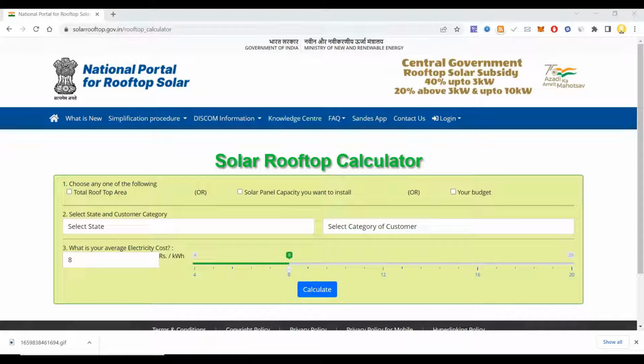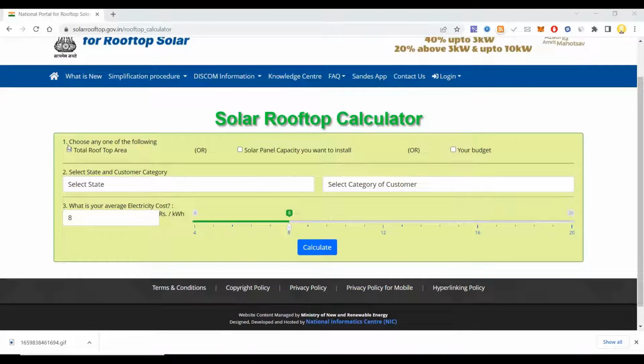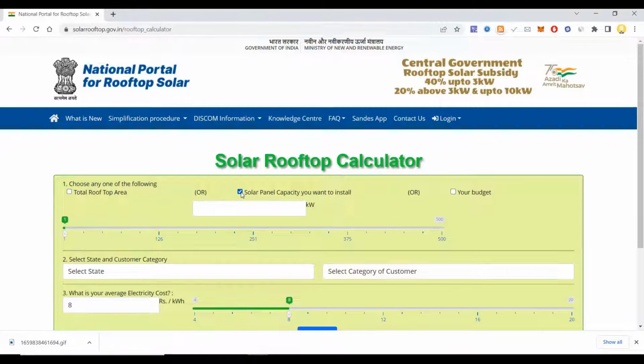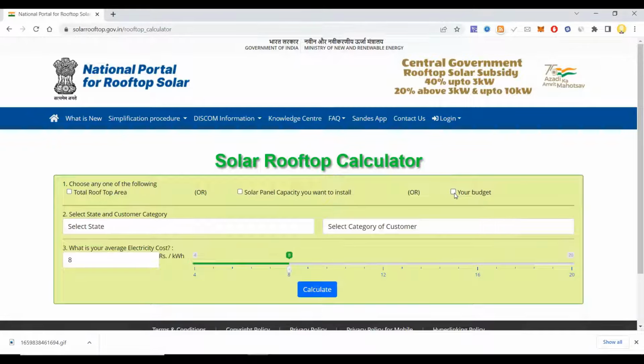Today I will show you the solar rooftop calculator, which will tell you the installation cost and the cost that you can save by installing these things. So you come to the site solarrooftop.gov.in and you will find a rooftop calculator. From here you can choose any one of the following: total rooftop area, or if you want you can put the solar panel capacity, or you can put in your budget.